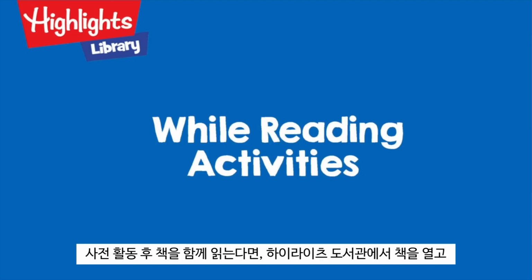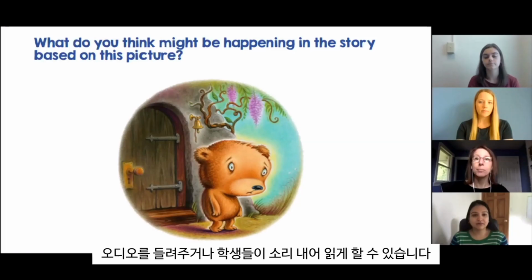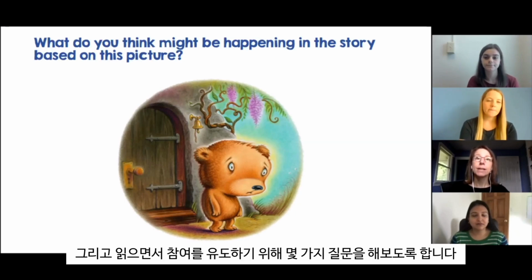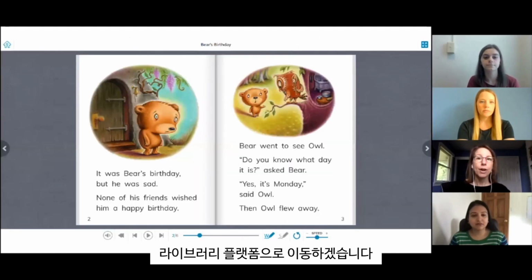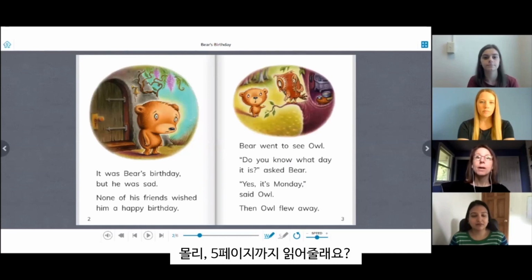So teachers, once you've done some pre-reading activities, if you're reading the story together, you can open the book in Highlights Library and play the book's audio, or have different students read each page aloud. And through the reading, try to bring in some additional reading prompts to maintain engagement. So moving on to the library platform, Molly, can you please read to page 5?